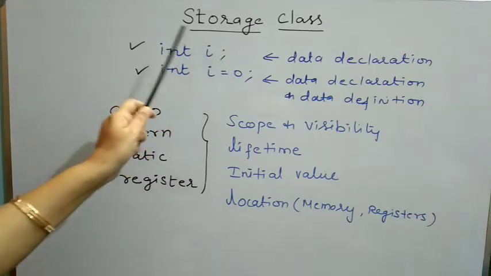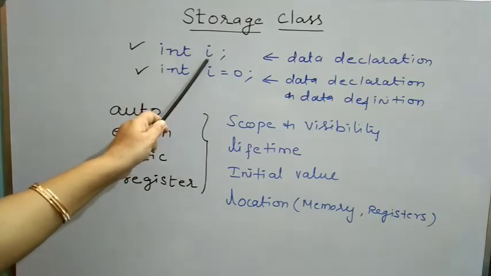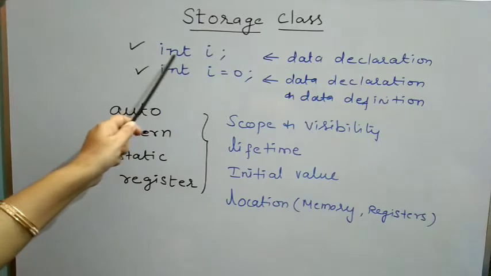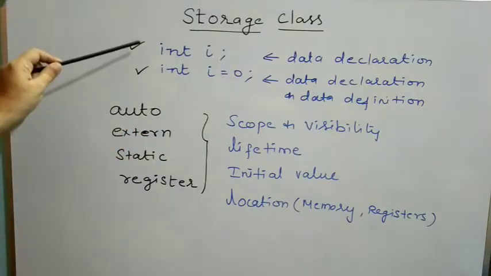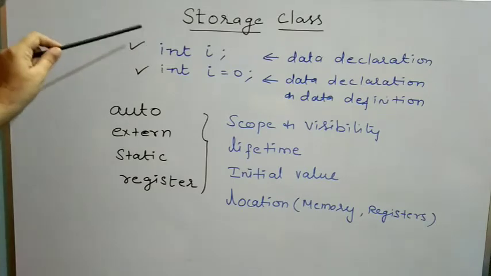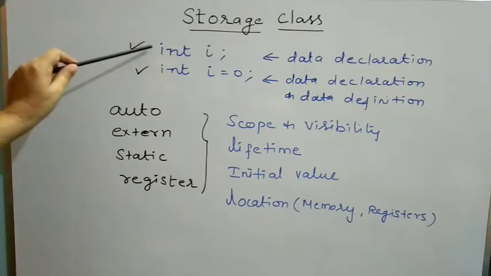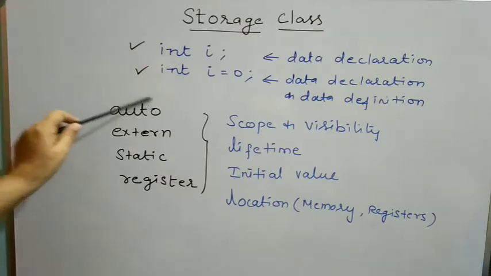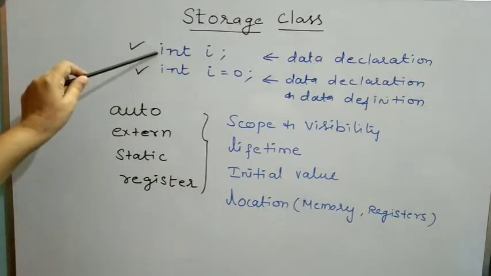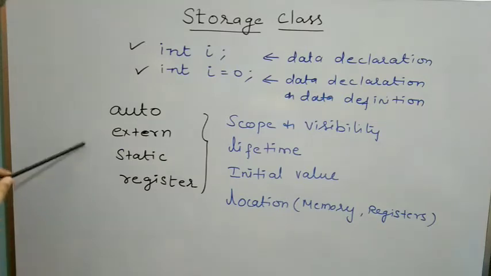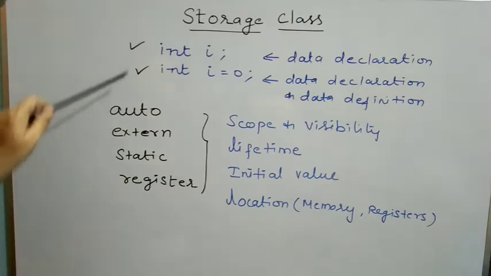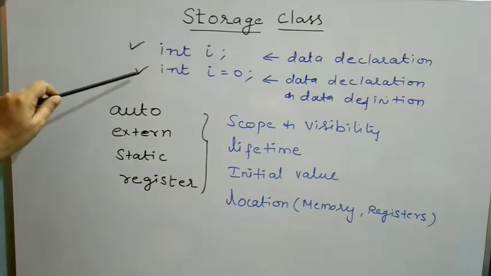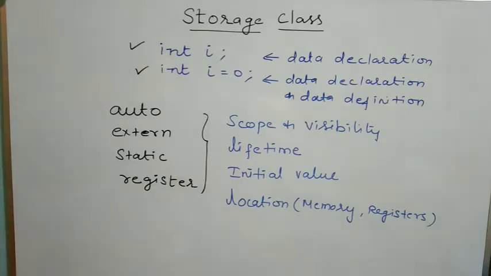In the data declaration, we are just specifying the variable we are declaring along with its data type. So in this data declaration statement, we can attach some access specifier or storage classes: auto, extern, static and register. These access specifiers can be attached along with the data declaration and data definition statement.